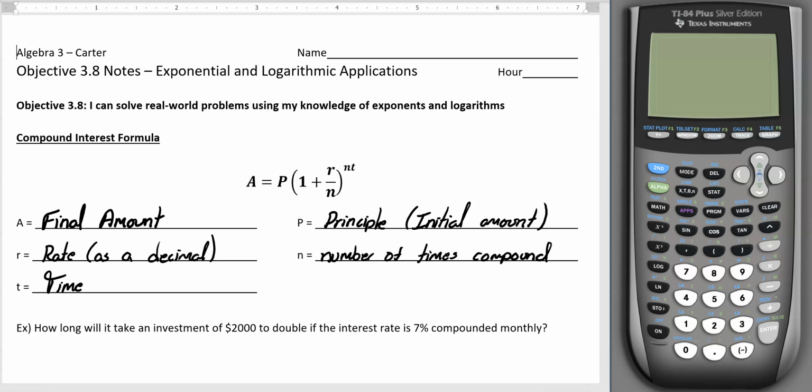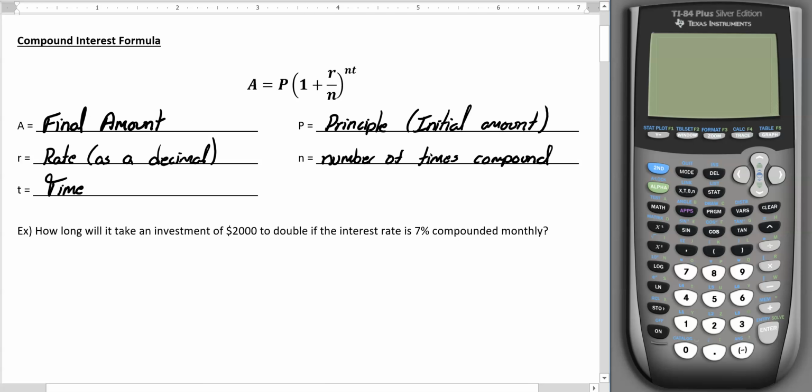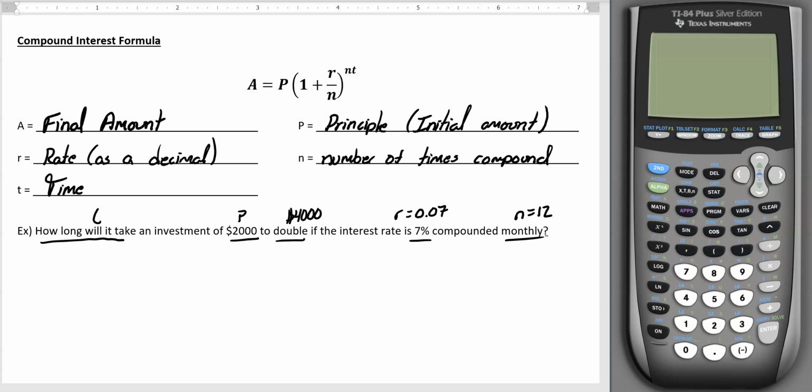So let's see what happens when we do some sample problems here. How long will it take an investment of $2,000 to double if the interest rate is 7% compounded monthly? All right, so let's break this down. An investment of $2,000, that is our initial amount. To double, that would mean it needs to become $4,000. That would be our final amount, right? Interest rate is 7%, so my rate as a decimal is 0.07. Compounded monthly, that means n equals 12. They're asking how long it will take, so I'm solving for t, time.